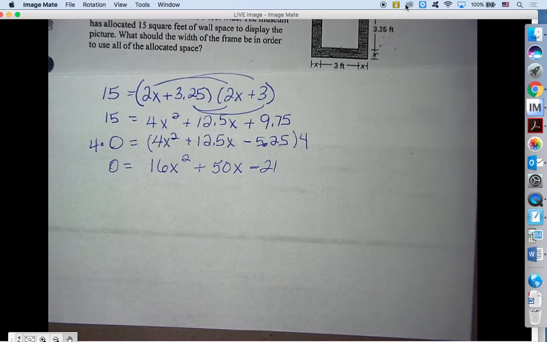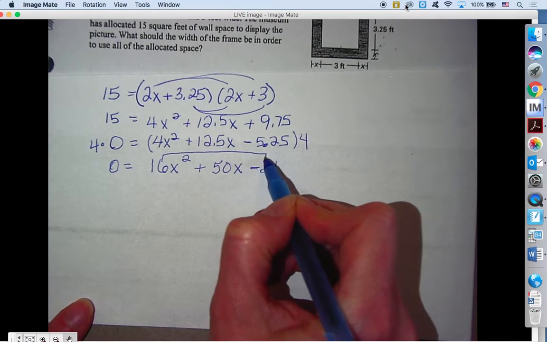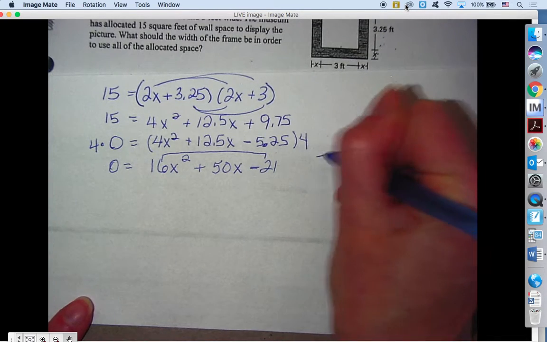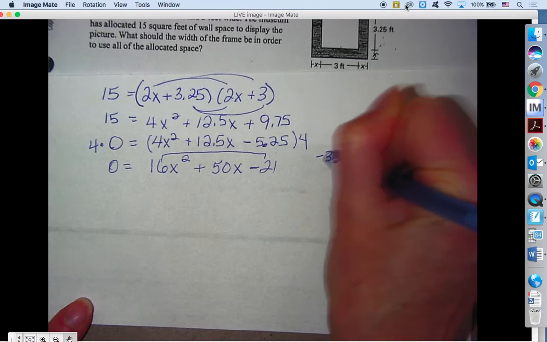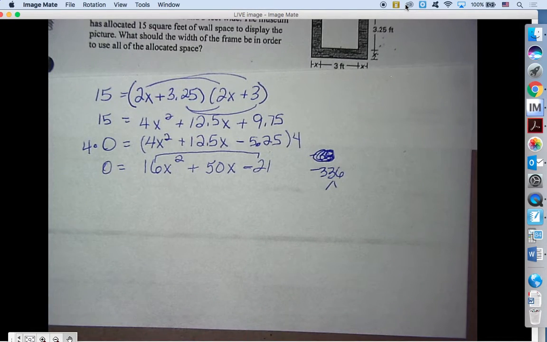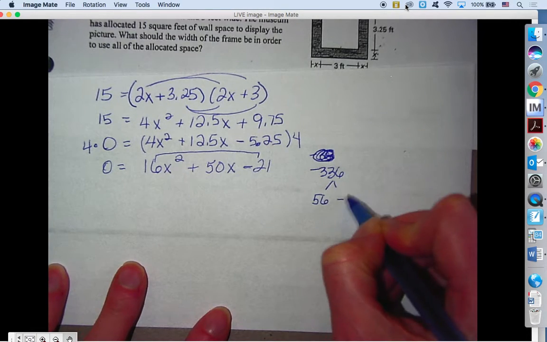Now, unfortunately, if you have a 16, a 50, and a negative 21, they don't have a GCF, so this is going to be a larger number. So 16 times negative 21 is what? Negative 336. Okay, I'll just rewrite it. So negative 336. Using your calculator, it's a little bit of guess and check, trial and error, but you need to figure out two numbers that multiply to be negative 336 but add to be 50. Julia? 56 and negative 6. Great, 56 and negative 6.